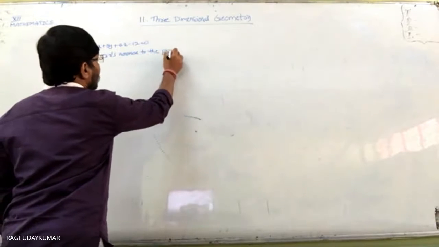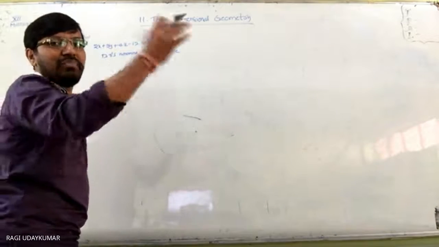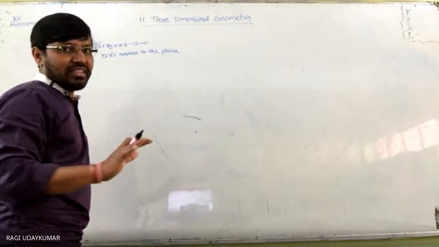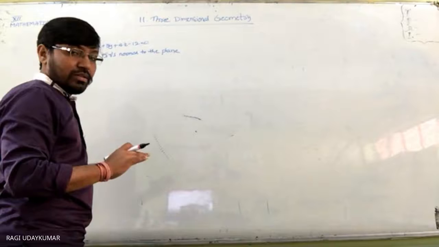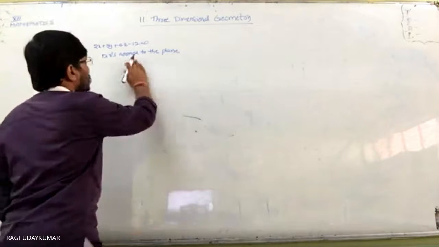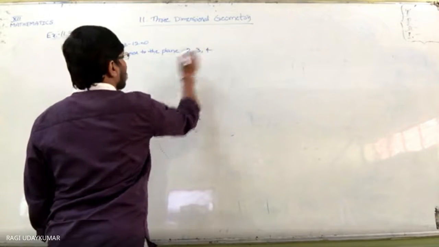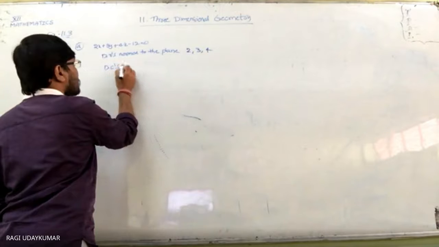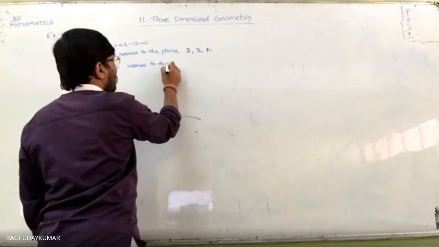Please don't write DRs of plane. Most of the students will make that mistake. DRs of the plane बोल के लिखता है. Plane को DRs नहीं होता. DRs of a vector is nothing but plane is in the other form you are going to have, equation of a plane. So DRs normal to the plane are 2, 3, 4. So therefore this is normal to the plane.